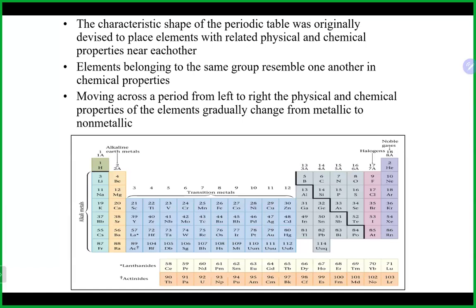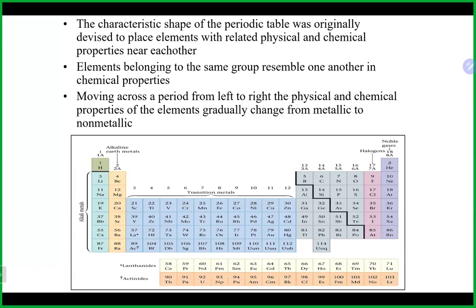So obviously you need to know the periodic table. You need to know which way groups go and the group numbering, the A numbering, the 1 through 8. You need to know which way periods go. You need to know where the alkali metals, the alkaline earth metals, the halogens and the noble gases are located, and where the transition metals are located. Any questions on that?